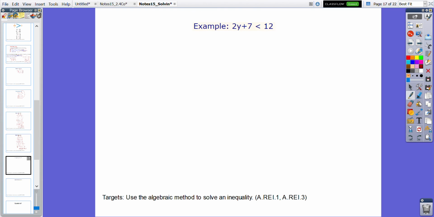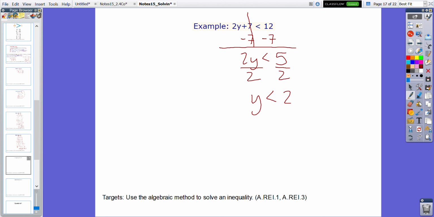Okay, solve one more example for you here. 2y plus 7 is less than 12. This is going to be a two-step inequality, but we solve it the same way as a two-step equation. We're going to start by subtracting 7 from the left side, subtract 7 from the right side. Keep that equation balanced, okay? 2y is less than, see, 12 minus 7 is 5. Divide both sides by 2 is my last step. That gives me y is less than 2.5.